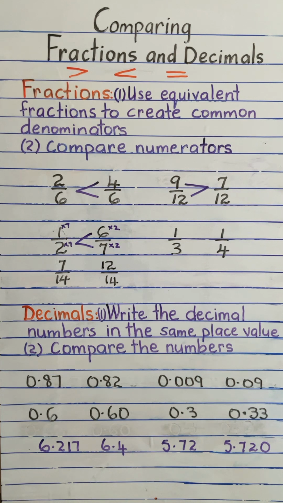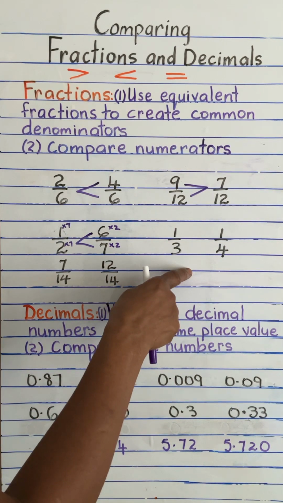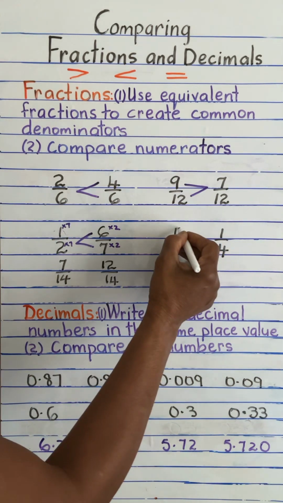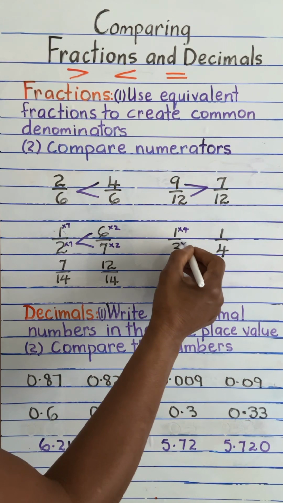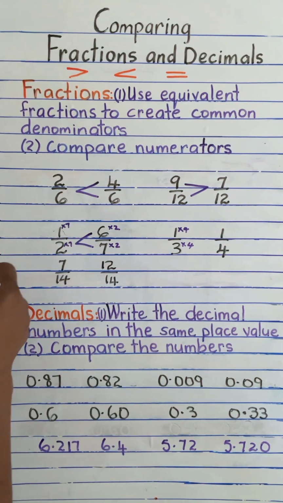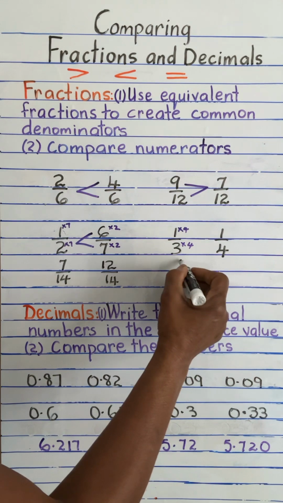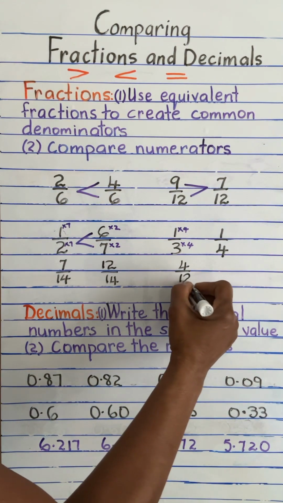Next, 1/3 and 1/4. The common multiple of 3 and 4 is 12. So we're going to bring 3 and 4 to 12. What did we do to 3 to make 12? We multiply by 4. 4 times 1, 4, and 3 times 4, 12. So that's 4 over 12.